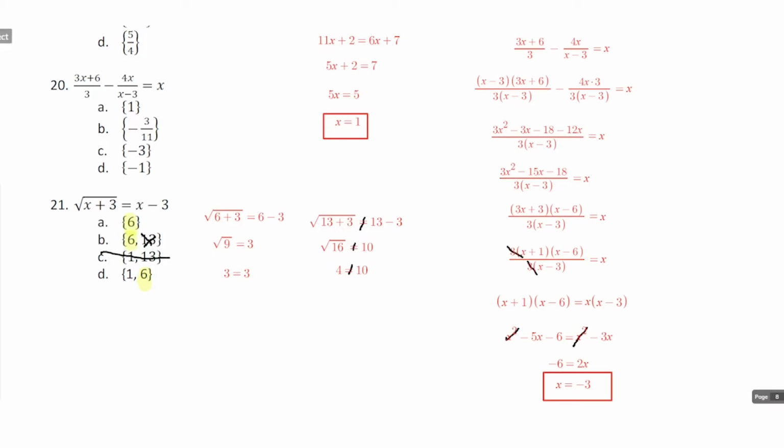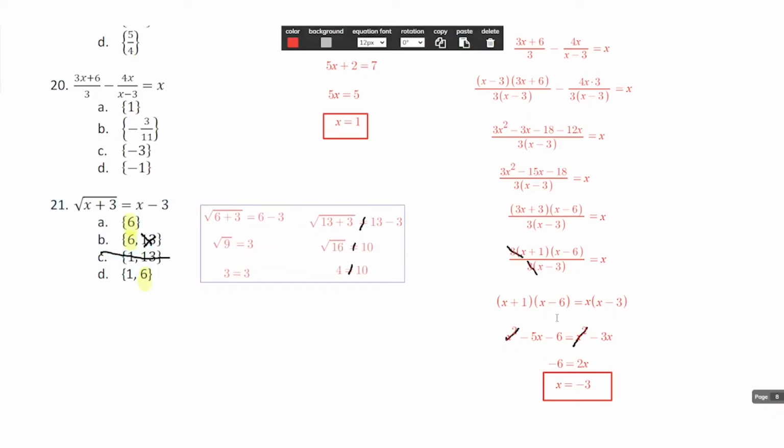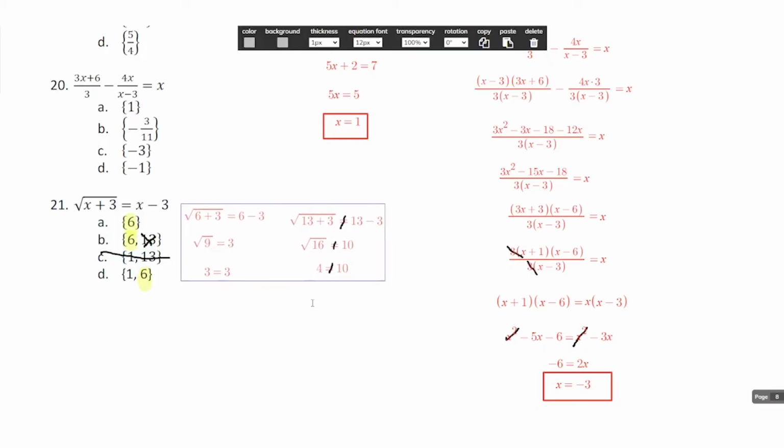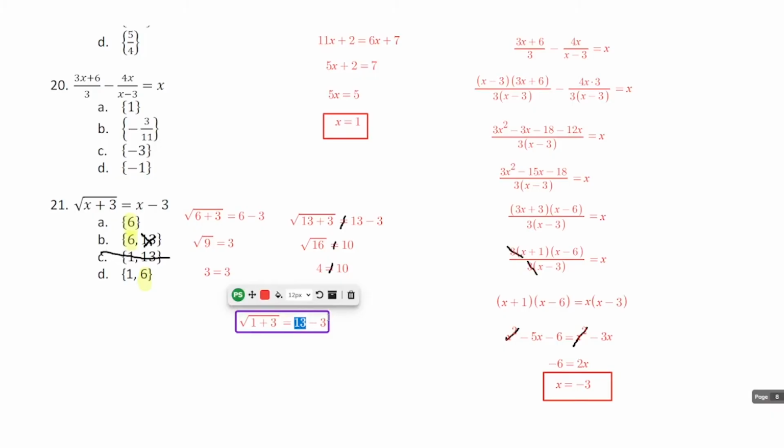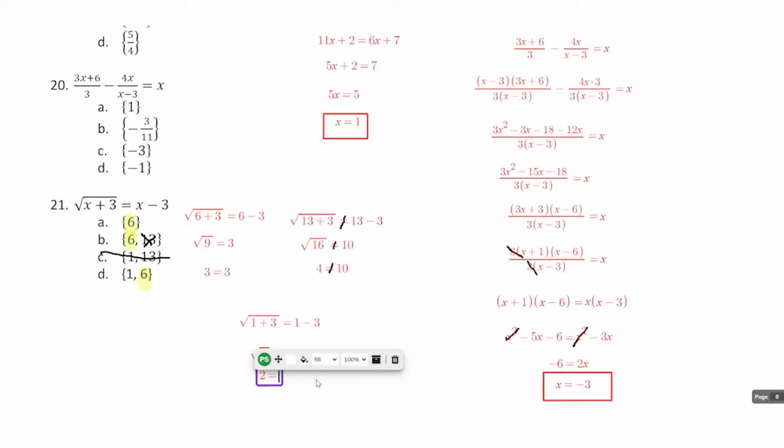So the last thing to check here would be 1, just to confirm that it either is or is not a solution. So we'll do this last one here. 1 plus 3 underneath the square root on the left side, and on the right side we've got 1 minus 3. So the left-hand side is the square root of 4, because 1 plus 3 is 4. And on the right side, we get 1 minus 3, which is negative 2. And the square root of 4 just equals positive 2. It does not equal negative 2. So that means that 1 is not a solution to this one either. So the correct answer then is A.